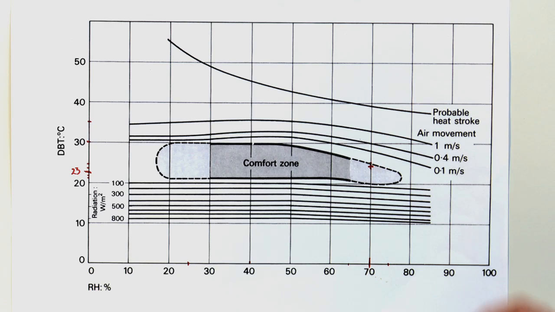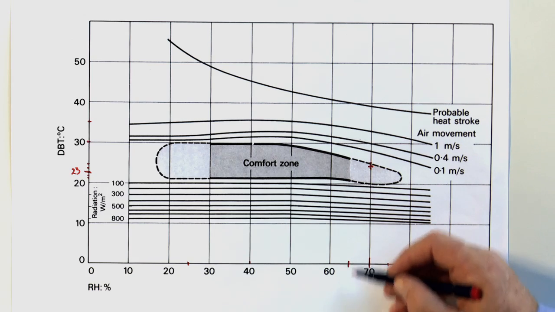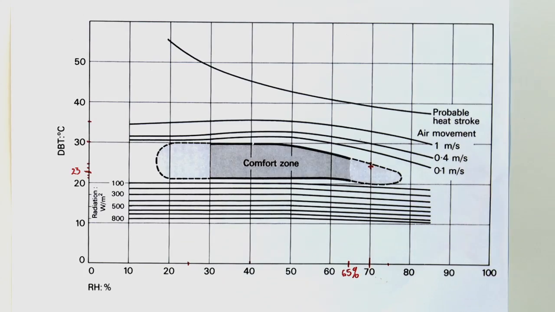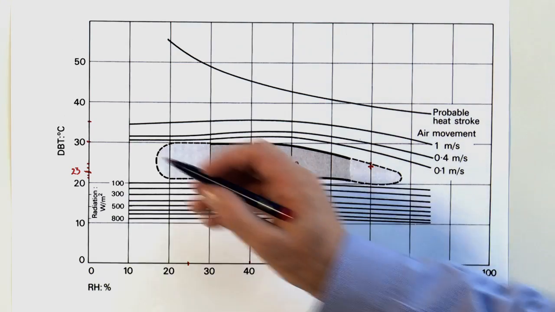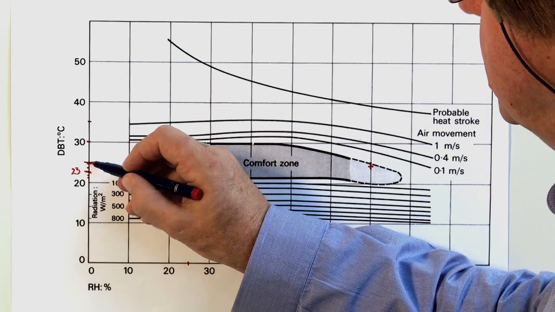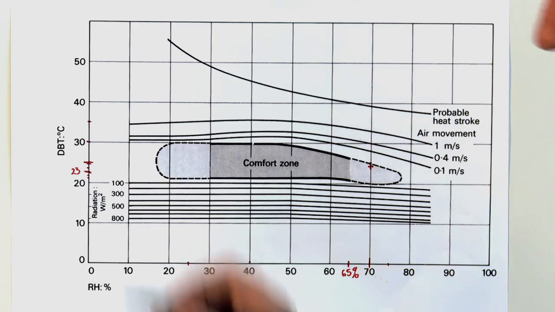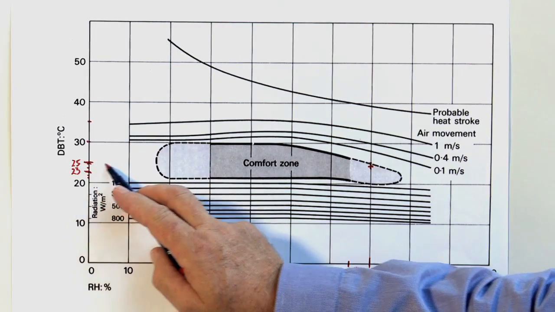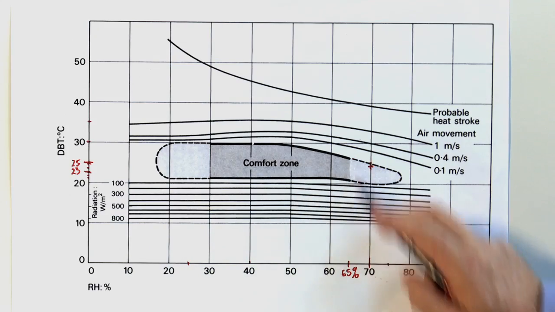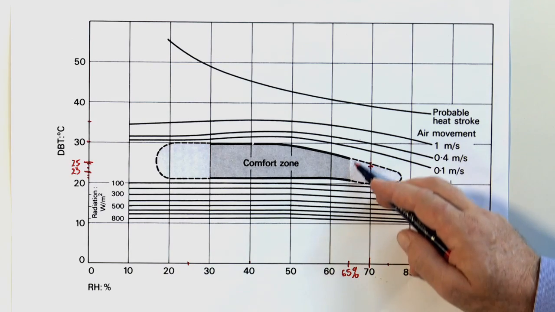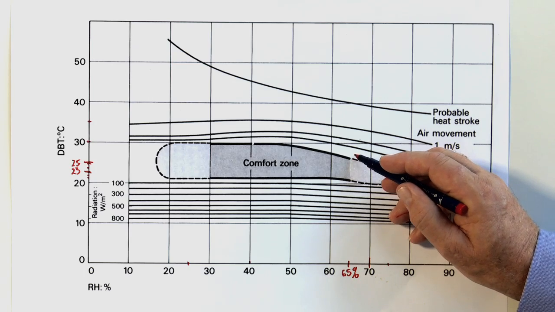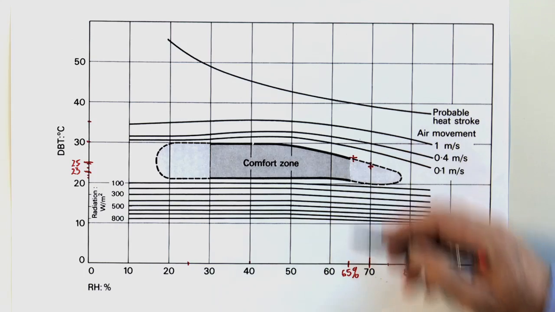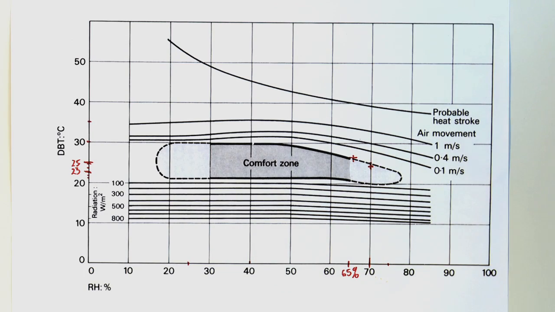The next example that we looked at was 65% relative humidity, and we looked at 25 degrees dry bulb temperature. So the 25 degrees plots here. We then plot across, intersecting with the 65%, and again, we're right on the border of the comfort zone.